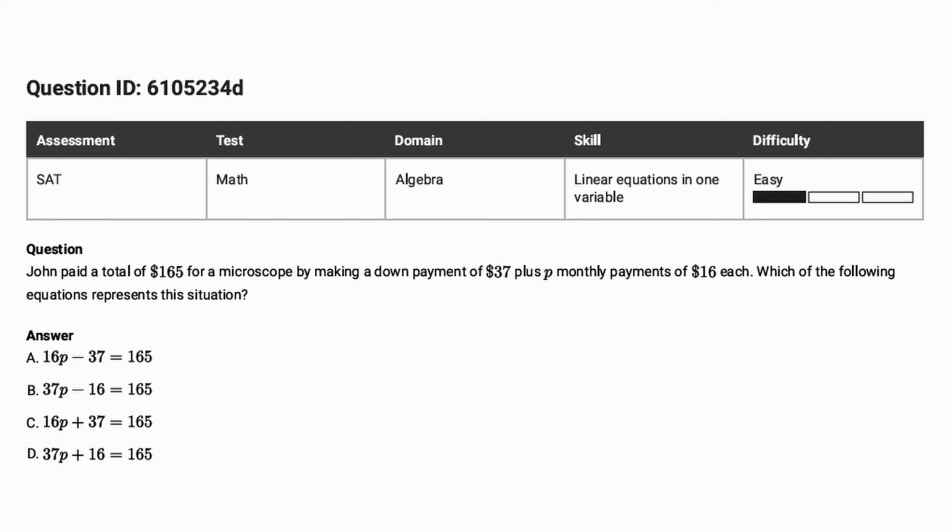Whenever I see the word per, I know in this case there isn't, but you can infer because it's every month you're paying it. Whenever you see something that's recurring, that needs to have a variable with it. And so 16 has to have the P with it. 16P plus the down payment of 37 equals the total of 165. 165 equals 16P plus 37, or 16P plus 37 equals 165. And you guys can see that C is that answer.